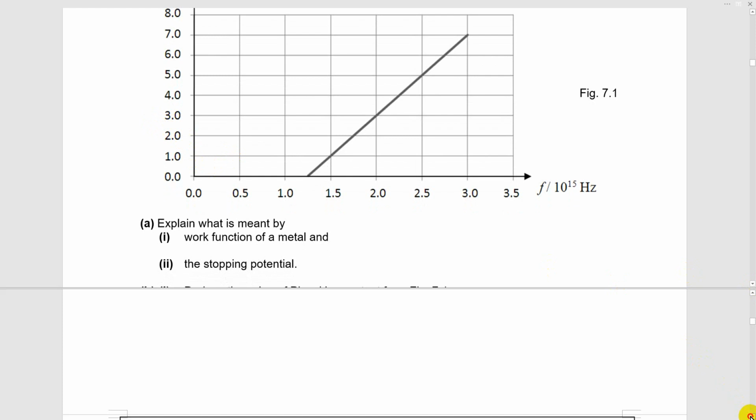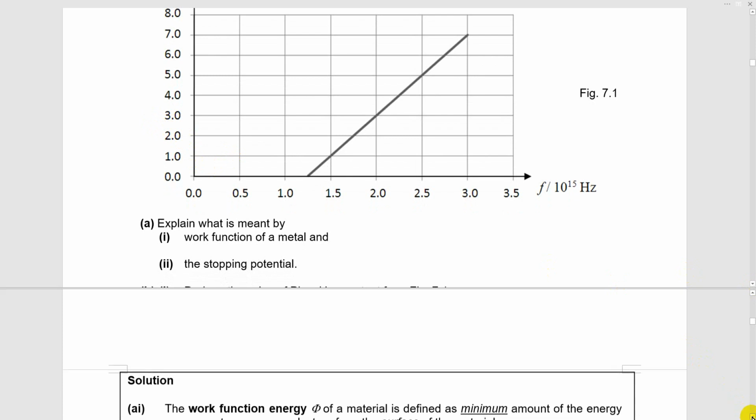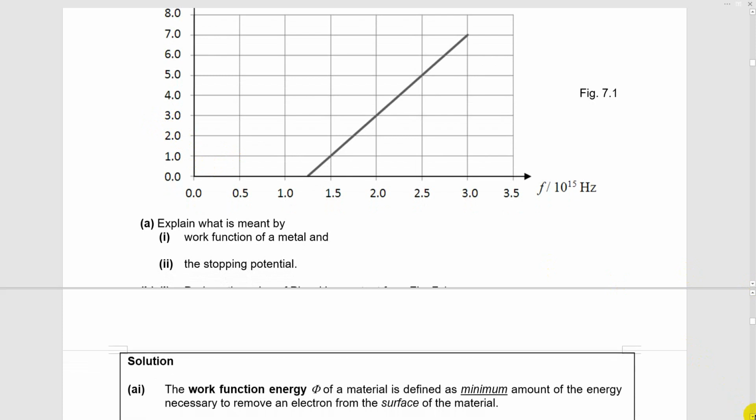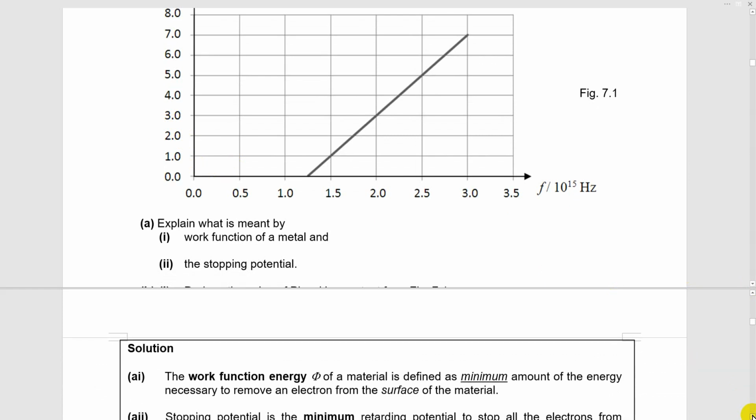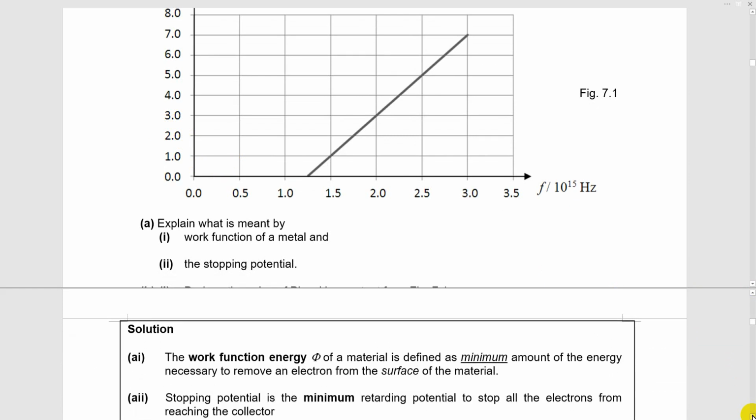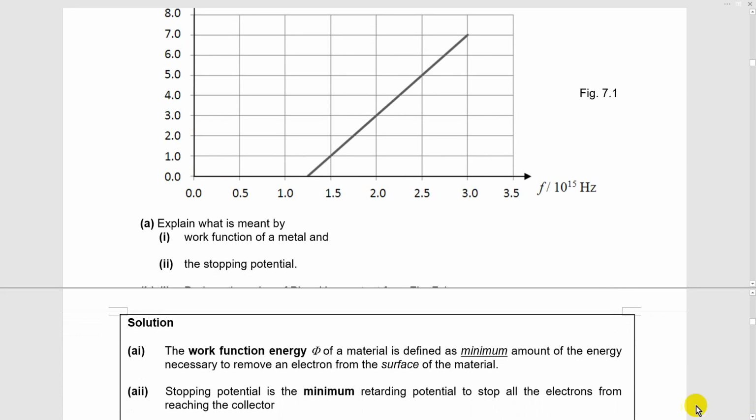Okay, work function. Basically a metal contains free electrons, but to take the free electrons out from the metal surface you need some minimum energy. That minimum energy to remove the electron from the surface of the material is called the work function energy.